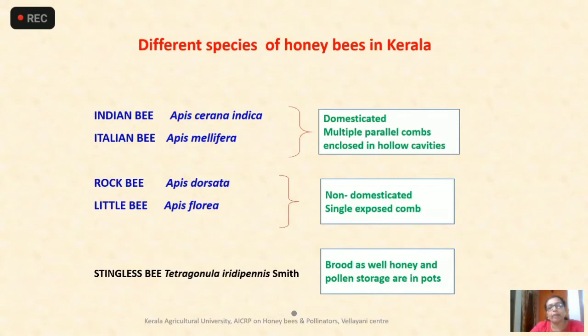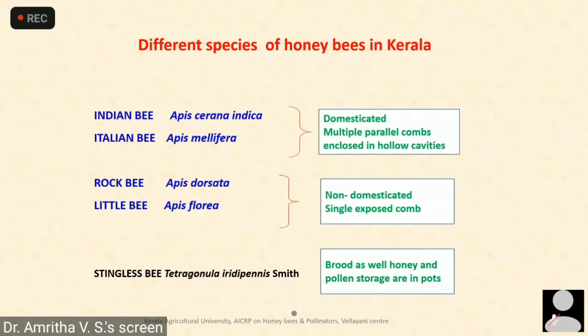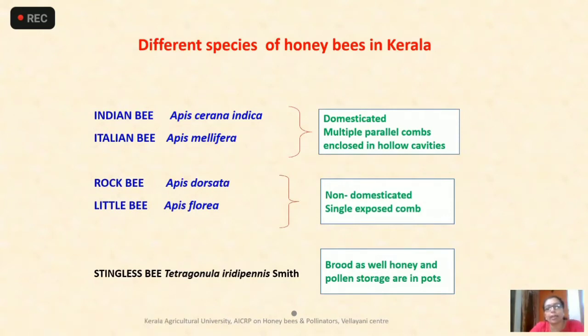Apart from these four types which come under the genus Apis, we have the stingless bees, Tetragonula iridipennis. The main difference compared to the others is that the comb of the Apis types generally has hexagonal cells, but here the brood as well as the storage pots, that is the pollen and honey pots, are seen in pots. Small globular structures are there, inside which you can see the brood and their storage of pollen and honey. So these are the main differences between the different types of hives.